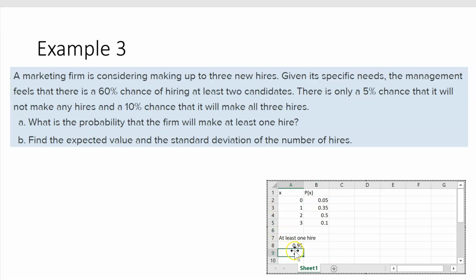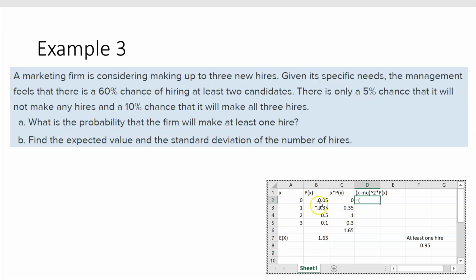Find the expected value and the standard deviation. Move that over here because, so the expected value, right, we need x times p of x, and here we need x minus mu squared times p of x, oops, lowercase x. All right, so we just go through here, do this times that, and sum those up. And this here is our expected value. So the expected value is 1.65 hires.